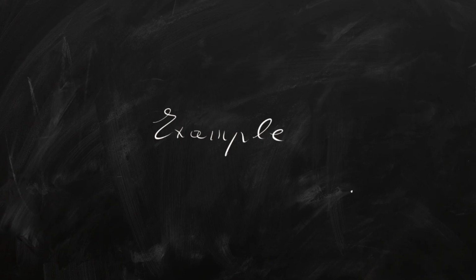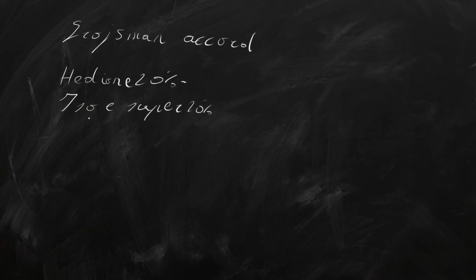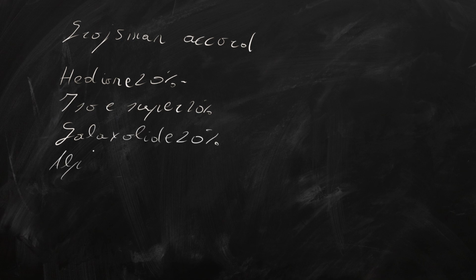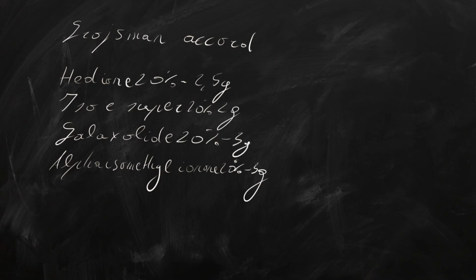So the accord that we'll be using will be the Grossman accord. All in all, there are 4 materials here. I will later explain why dilutions are important, but for now, just wait a moment. So, we got Hedione, which is a 20% dilution, which has 2.5 grams. Then we got Iso E Super, which has 2 grams. Galaxolide has 3 grams. Alpha Isomethyl Ionone has 3 grams. So all in all, we have here 10.5 grams.